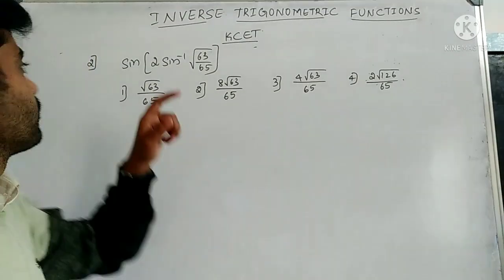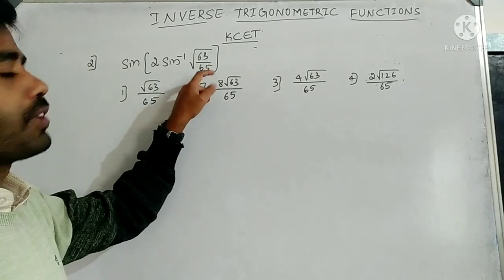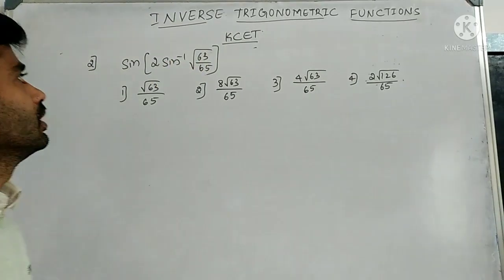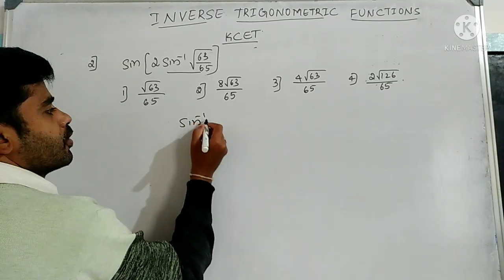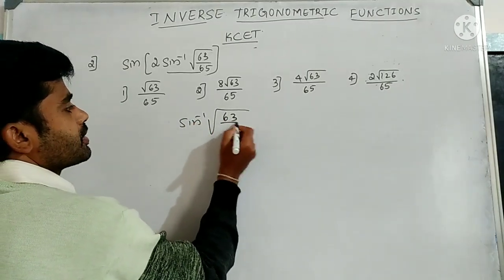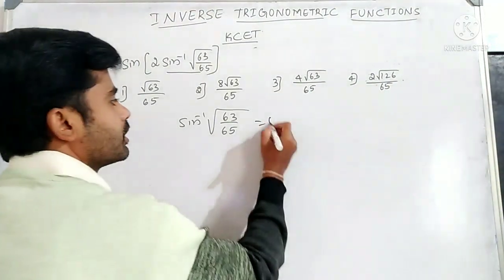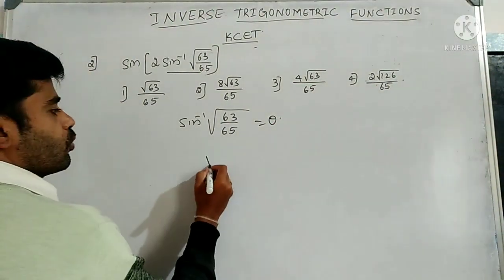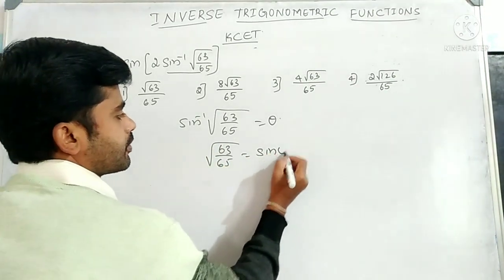Next one, the second one. Sine of 2 sine inverse root 63 by 65. What is the value of this? They are asking. Now in this case, I will take sine inverse root 63 by 65 as theta. Now root 63 by 65 is equal to sine theta.